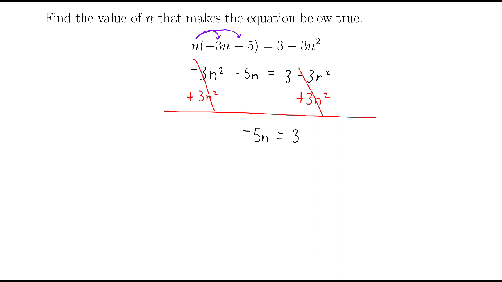Keep in mind that negative 5 and n are factors, and if you want to eliminate a factor, you divide by the one you want to eliminate. So negative 5 divided by negative 5 is just 1. We have 1 times n, which is n, equals negative 3/5.